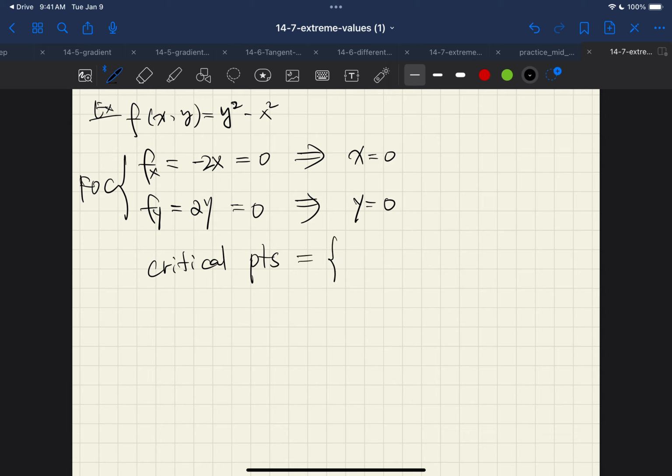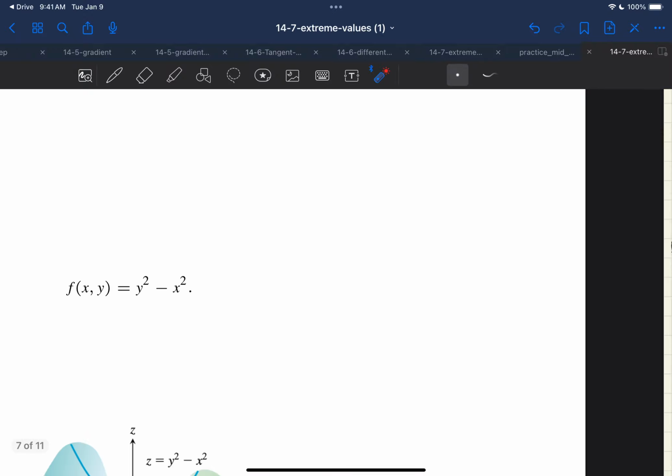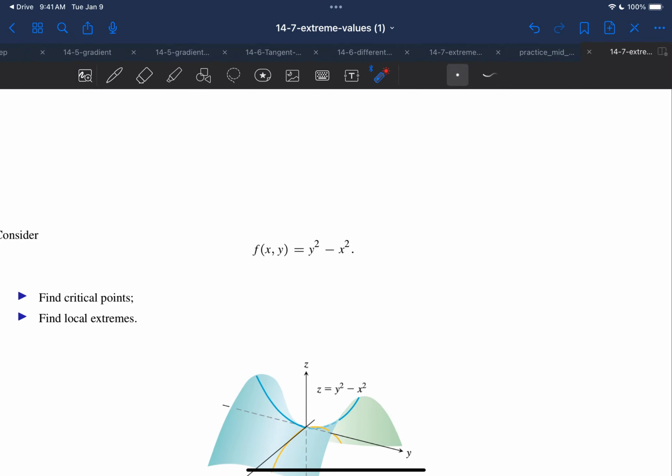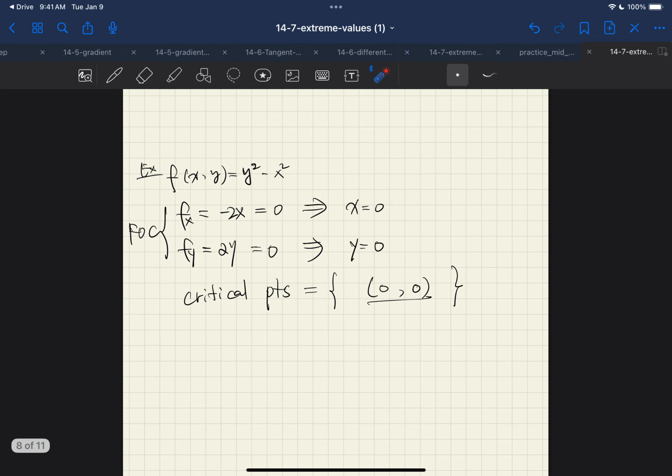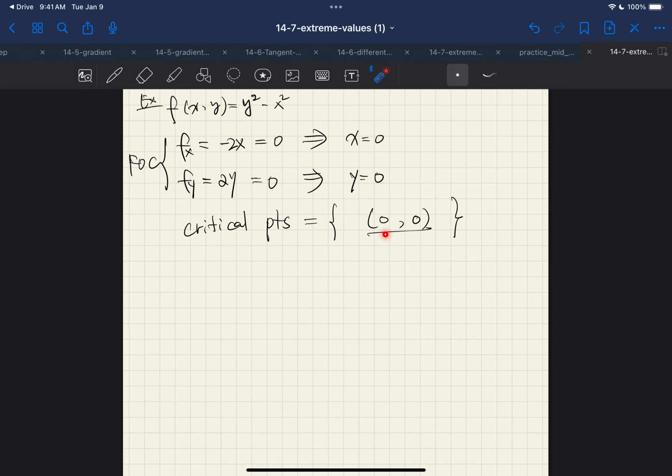There's only one point. This is not necessarily an extreme point, but it is a critical point, a candidate of extreme points, which means there is a very high possibility it becomes either a minimum or maximum. But this example tells you it could be a situation where it's neither. So let's look at the second question. Find local extremes. We have a candidate. So if this is not a local extreme, then there's no local extreme. Let's see.